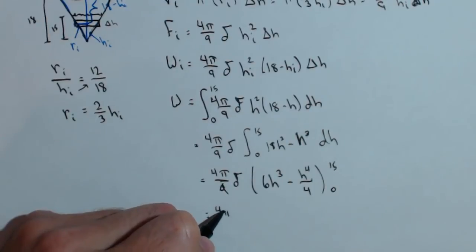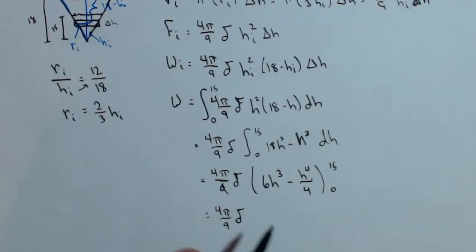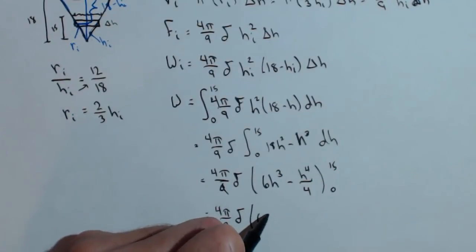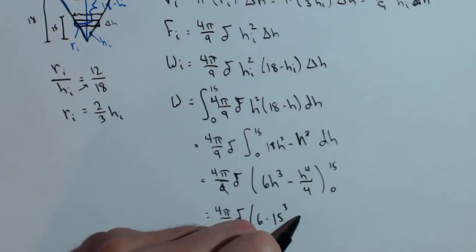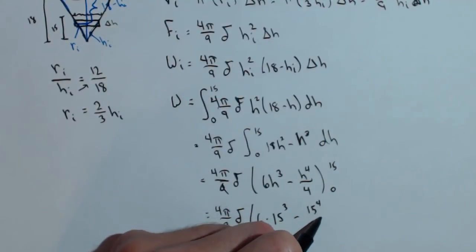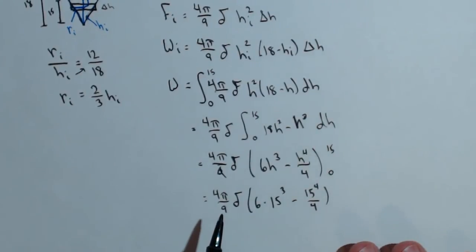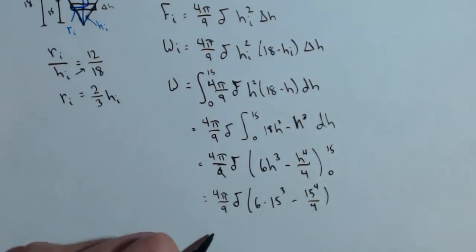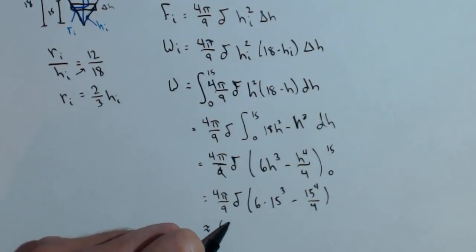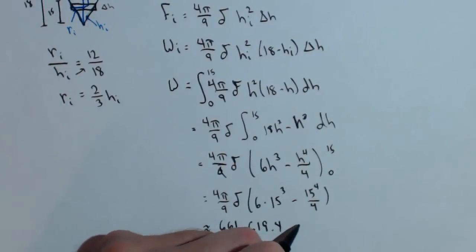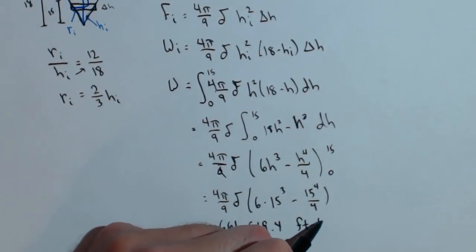So we get 4 pi over 9 delta, and then we plug in our 15: 6 times 15 cubed minus 15 to the 4th over 4. And if we multiply everything out, now's the point where we can go ahead and introduce the calculator. We get that this comes out to be approximately 661,619.4, and the units on this are foot-pounds.